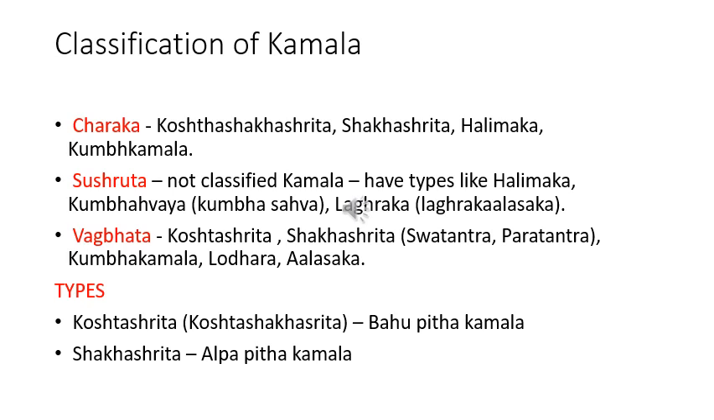Then other stages like Kumbhakamala, Lodhara and Alasaka are mentioned by Vagbhata. Usually Koshtashrita is Bahu Pitta Kamala. That means the Pitta is more present in the Koshta than in the Shakha. It will be present in the Shakha, but more will be in the Koshta. Shakhashrita is Alpa Pitta Kamala. That means in the Koshta the Pitta is Alpa, whereas it is more, or Bahu, in the Shakhas. So with respect to Koshta, it is always explained as Koshtashrita is Bahu Pitta Kamala and Shakhashrita is Alpa Pitta Kamala.